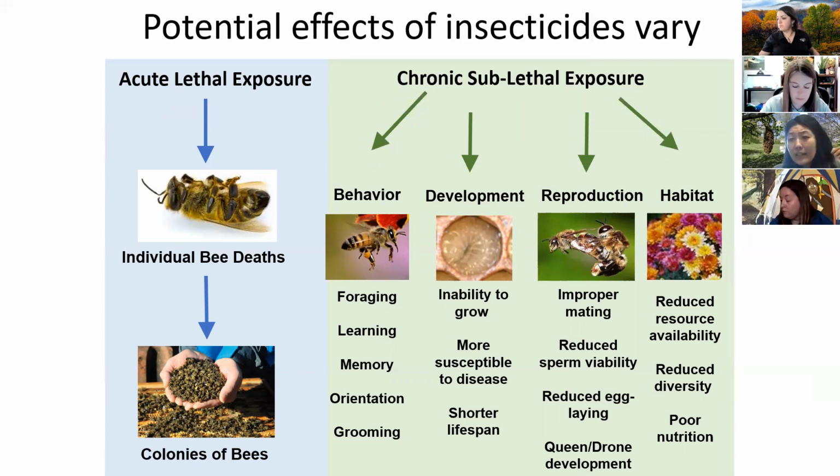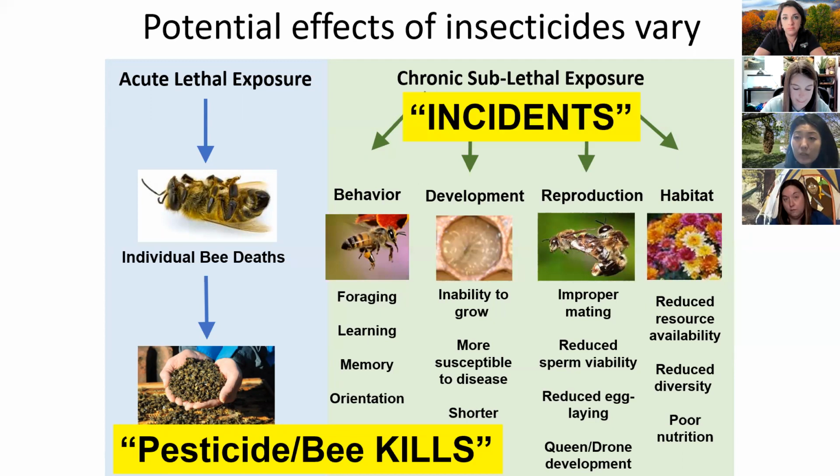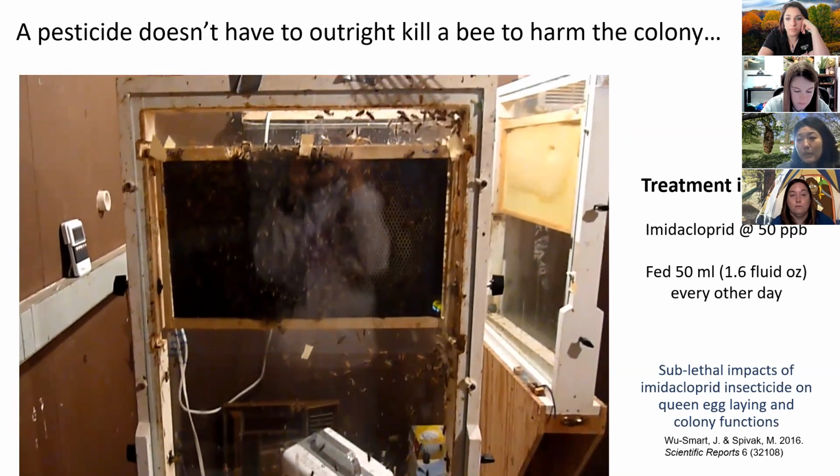There's a number of things that can complicate a scenario, but the real gist of it is that our regulatory policies, our protections for pollinators, really assess whether or not these chemicals kill a bee. Is it a bee kill? Is it a pesticide kill? But newer compounds, and what we're trying to relate to the public, is that these chemicals might not directly kill the bee but cause incidences. What we call pesticide incidences are things that cause problems with their behavior, development, reproduction, or habitat in ways that make them unable to survive. This is a perfect example of a video taken in one of our experiments.